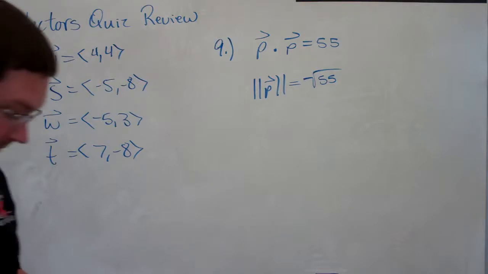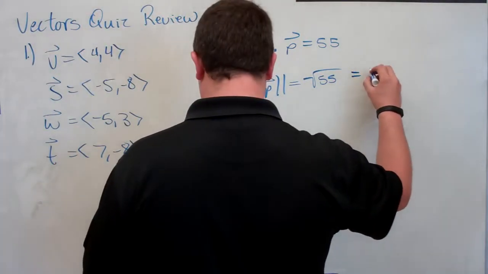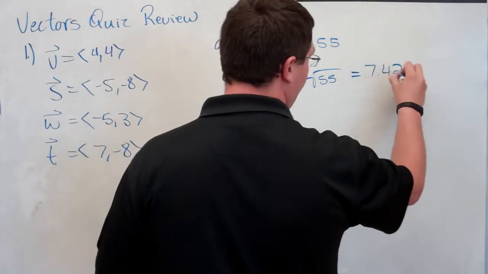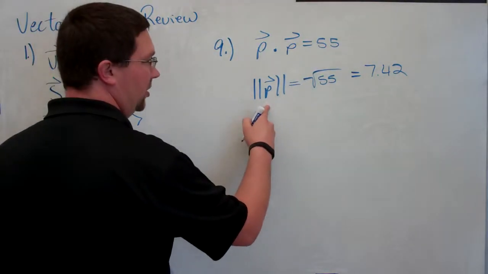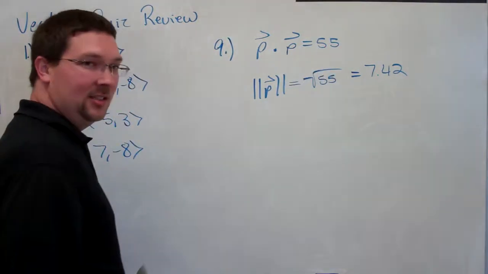Yes, it's really that simple. In decimal form, which you could give me if you wanted to as well, 7.42. Remember, magnitude is simply the square root of the dot product.